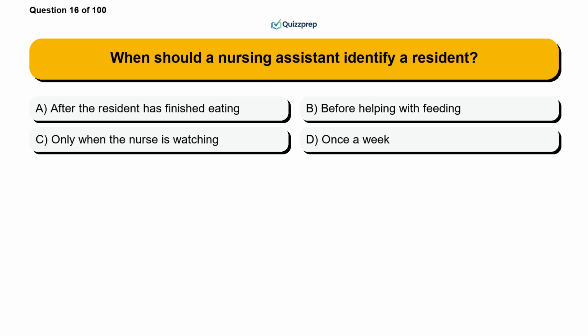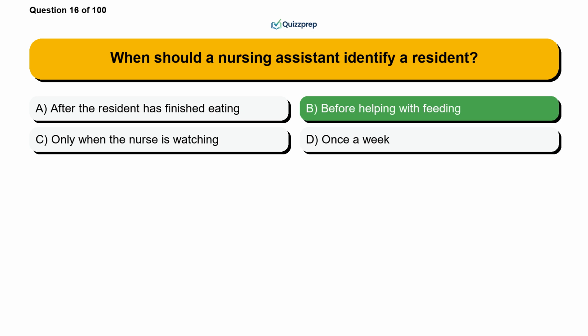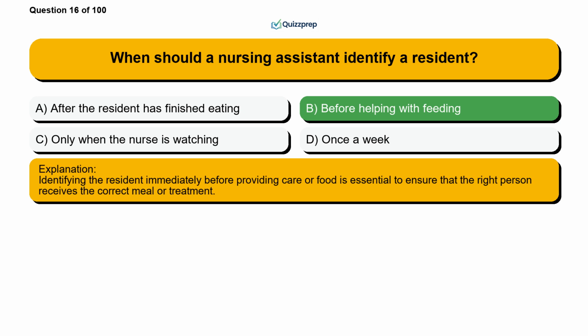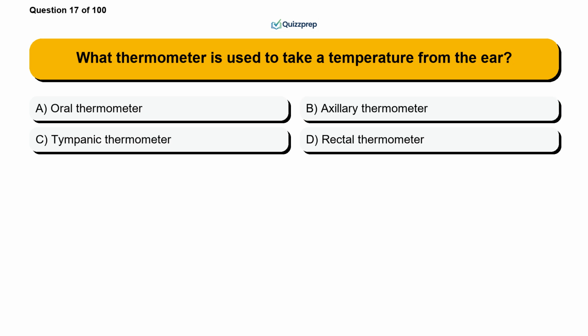Question 16. When should a nursing assistant identify a resident? Option A, after the resident has finished eating. Option B, before helping with feeding. Option C, only when the nurse is watching. Option D, once a week. The correct answer is option B, before helping with feeding. Identifying the resident immediately before providing care or food is essential to ensure that the right person receives the correct meal or treatment.